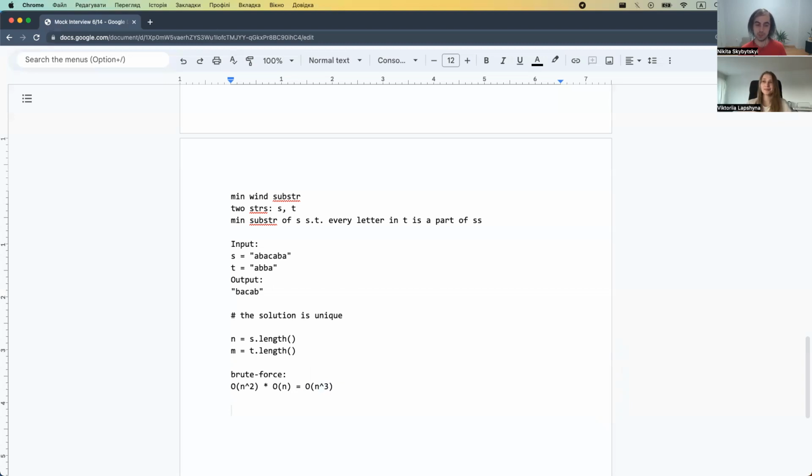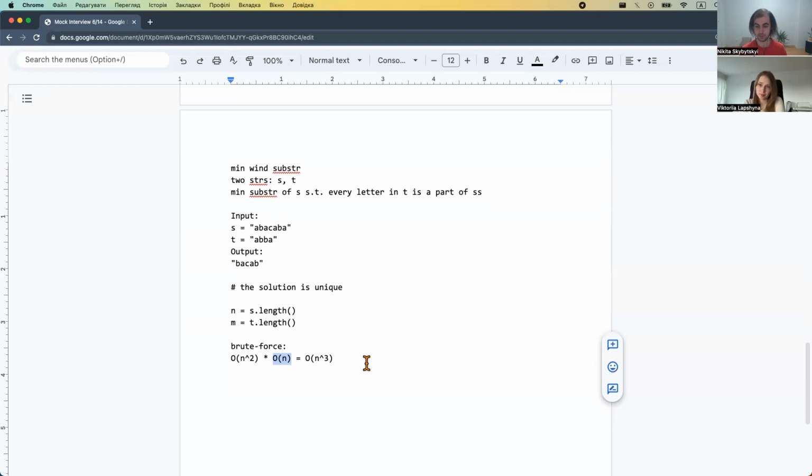But there is a better way to do this. Here, for each substring, we had to iterate over all of its characters to compute the frequencies, right? It's not necessary. There is a way to avoid this factor of n. It's called prefix sums, or in our case, prefix frequencies.